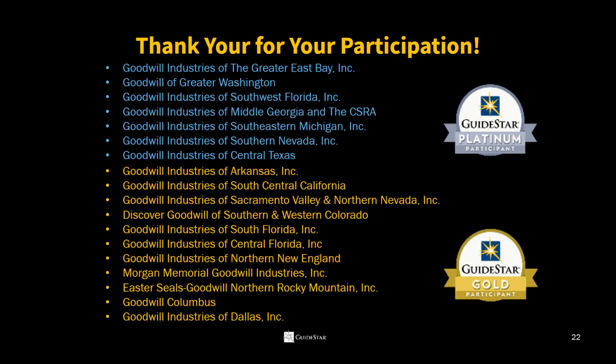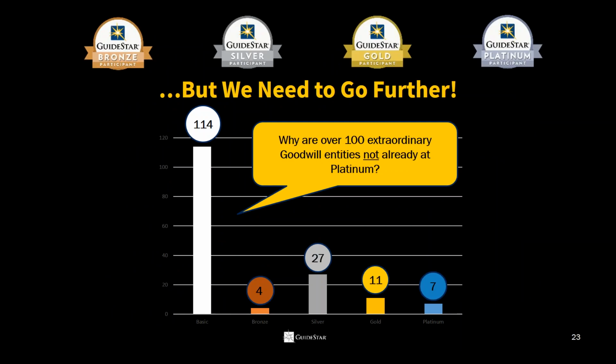At the same time, there really are a number of organizations whose good work is not being showcased. And so for Goodwills, we see that there's about 100 Goodwills yet who have not claimed their profile and have not yet gotten to a level, while there's a number of organizations that have progressed and are at bronze, silver, gold, and platinum as well.